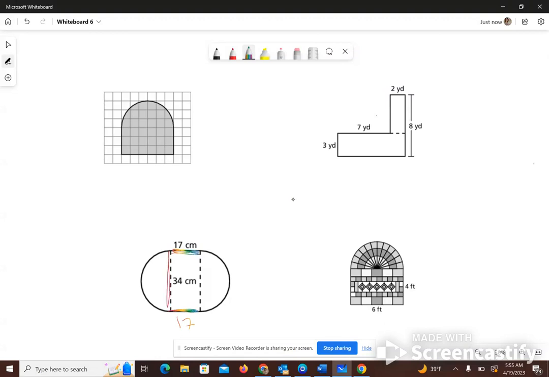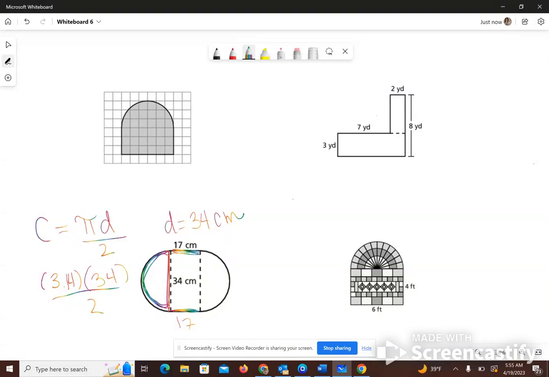We also know the length of this line segment here, which is not part of the perimeter, but it is the diameter of this semicircle. So that diameter is 34 centimeters. So remember, the formula to find the circumference of a full circle is pi times diameter. But this is a half circle, so we have to remember to divide it by 2. So using the approximation for pi, which is 3.14, we're going to multiply that by this diameter of 34. And then we have to divide it by 2 because it's a semicircle instead of a full circle.